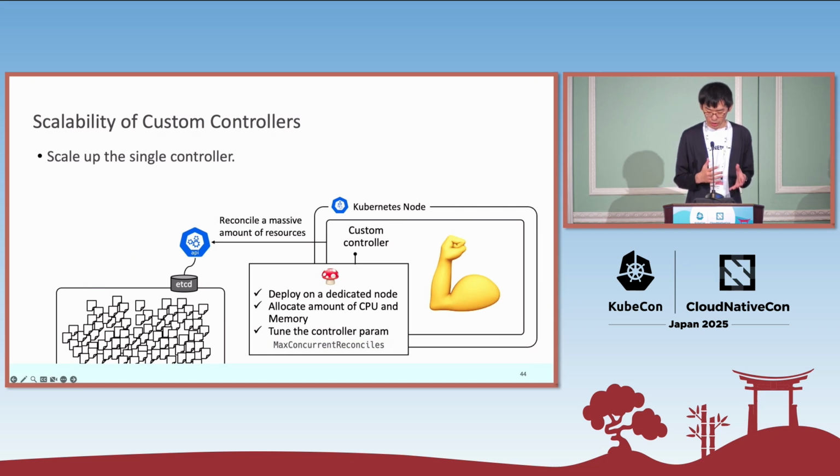In other words, we deploy the controller on a dedicated node, allocate a large amount of CPU and memory, and tune the controller to reconcile in parallel to utilize multiple cores.